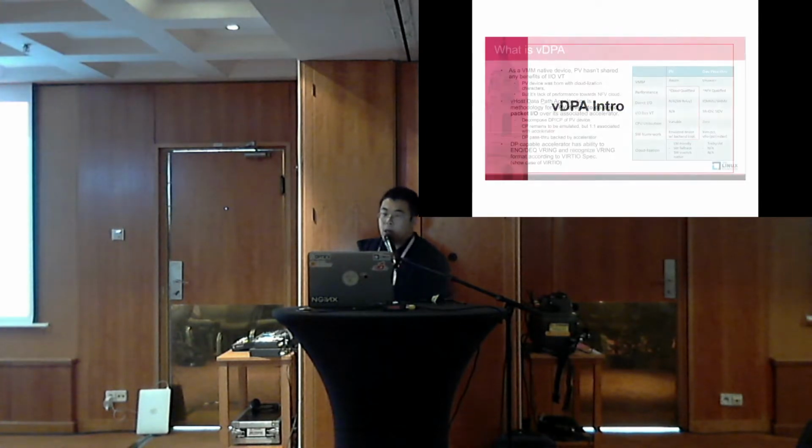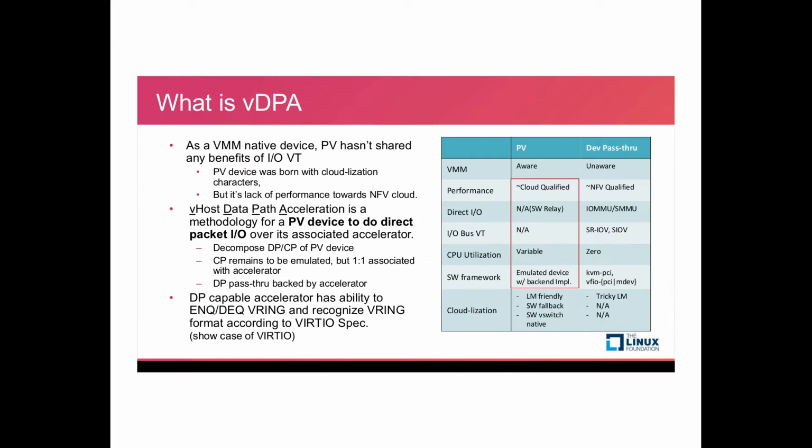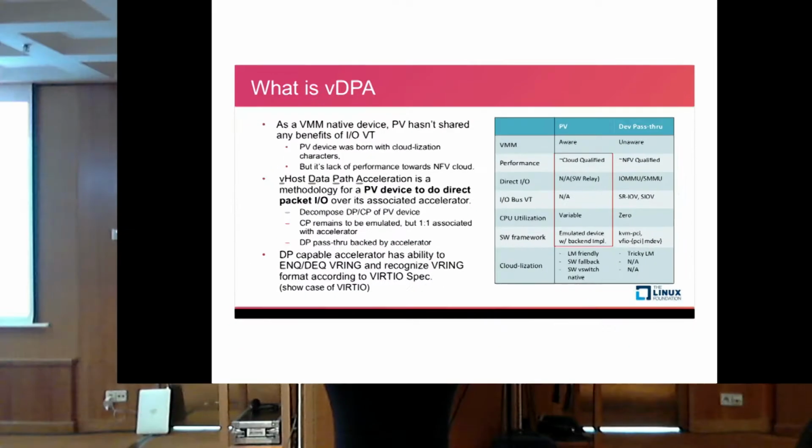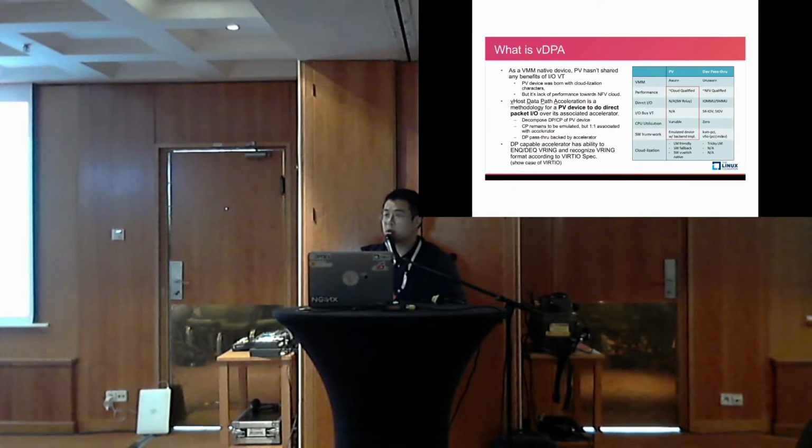Okay. What is VDPA? VDPA is data path acceleration for the vhost. So we know that this is the acceleration using acceleration on the backend side. So it is just a method for the PV device to do the direct packet I/O with its associated accelerator.